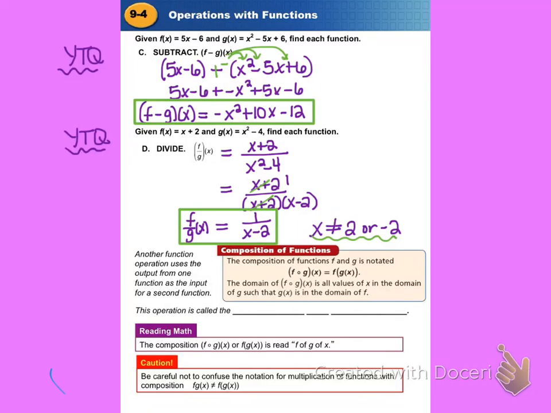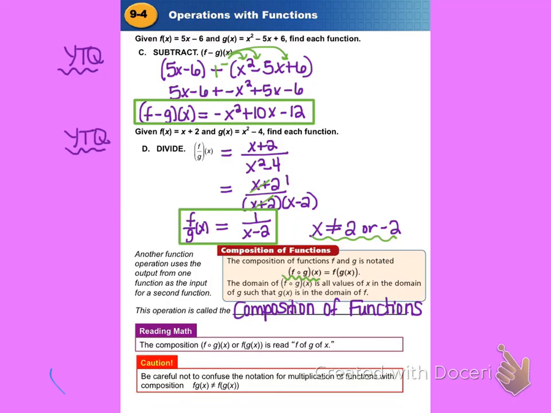Okay, so in the introduction to this lesson, we talked about a 5th operation that we were going to explore, and that operation is called composition of functions. Now, composition of functions is another function operation that uses the output from one function as the input for a second function. So what do we mean by composition of functions? And why does it look so much like multiplication?